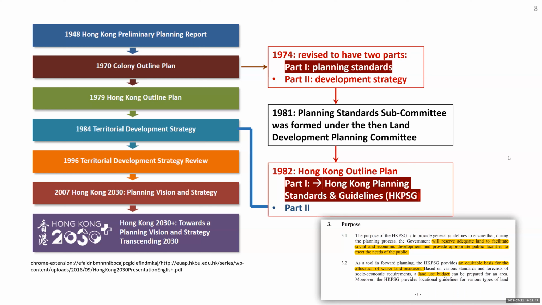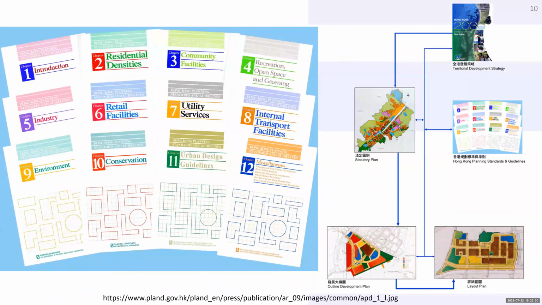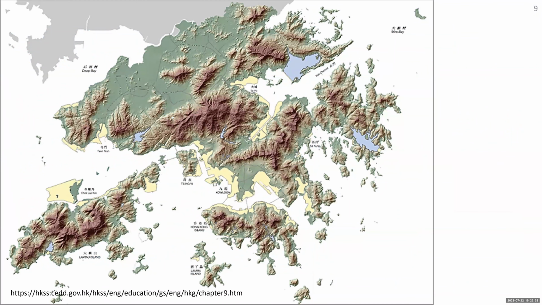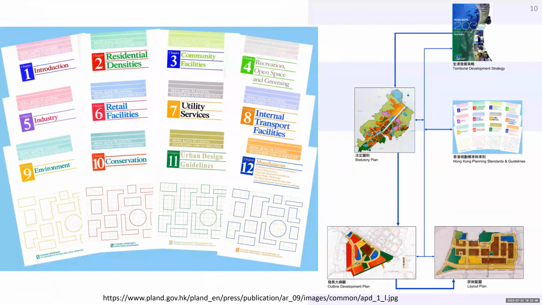So basically, the planning standards and guidelines are used to produce land use budgets for these new areas. When we look at this, we understand that these new areas, the reclaimed land, are flat. This kind of approach may work, even though that's the case. Later on, we'll see that it's not as simple as that. But anyway, that's how the planning standards and guidelines are developed.